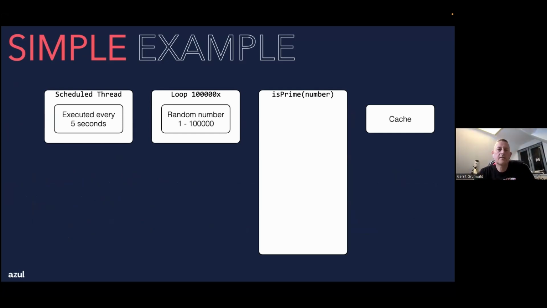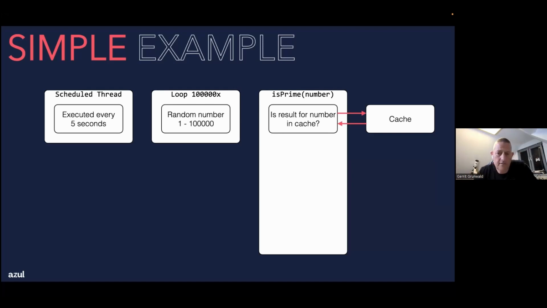It uses a scheduled thread, and every 5 seconds, it calls into a loop from 1 to 100,000. It creates random numbers in this loop, and each number will be checked in a method to see if it's a prime number. To make it more realistic and to get this behavior that I would like to see, I also have a cache. The cache will just store the result: is this number prime or not?